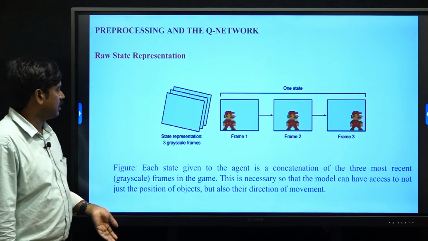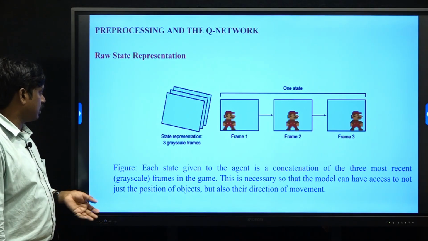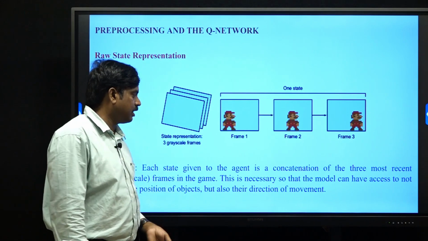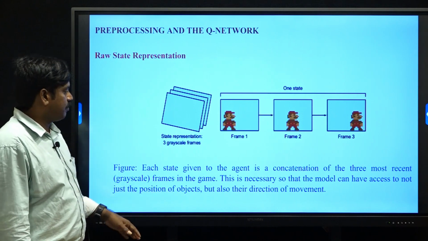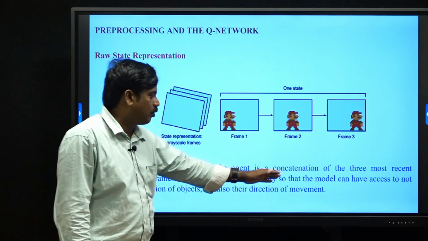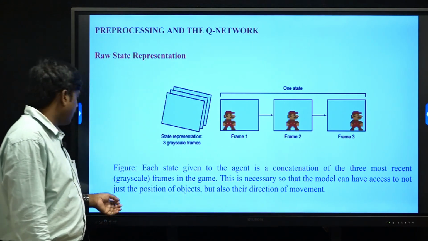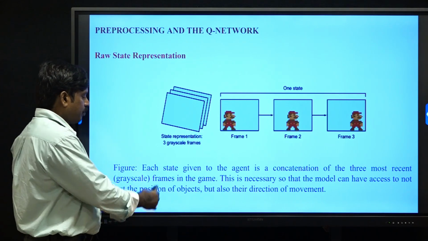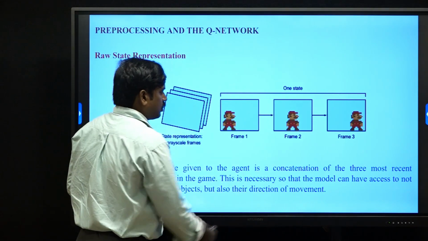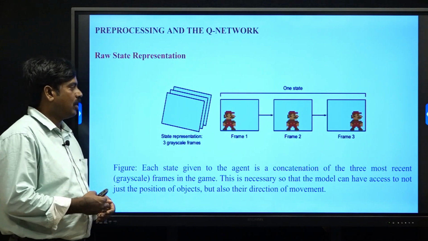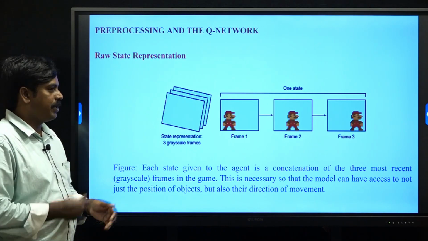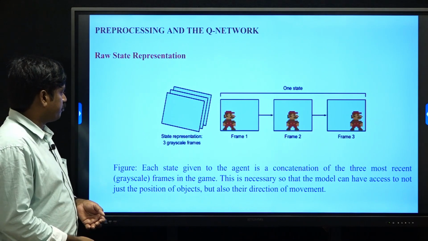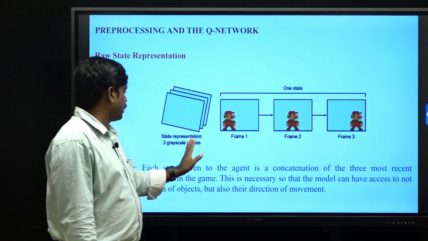So, first, this is the raw state representation. Each state given to the agent is a concatenation of the three most recent frames in the game. This is necessary so that the model can have access to not just the position of the objects, but also their directions of movement, which are also required in this game. So, we need to apply the pre-processing. This is the simple game state representation.